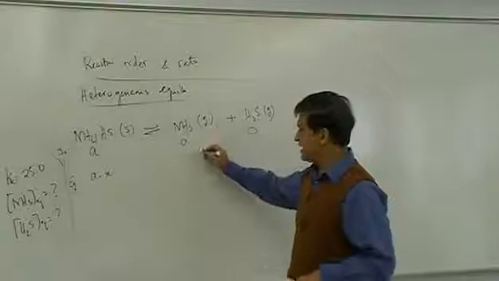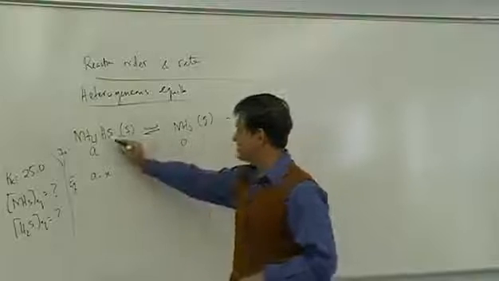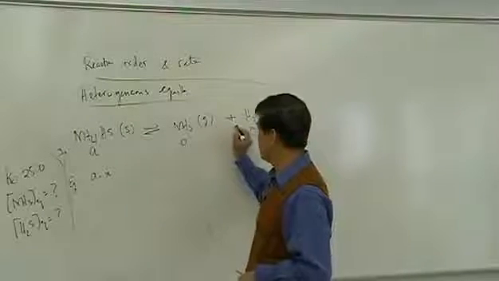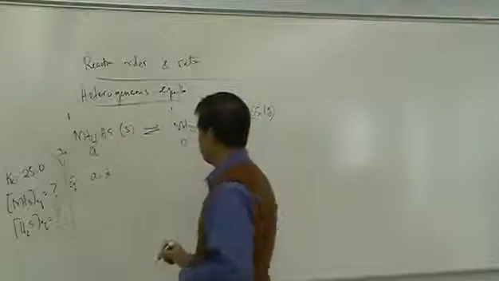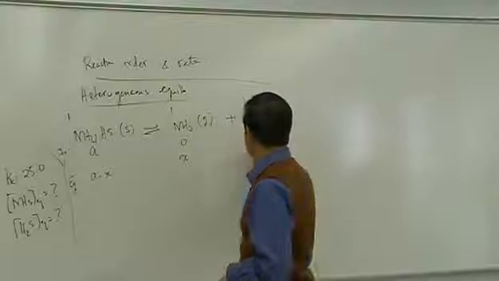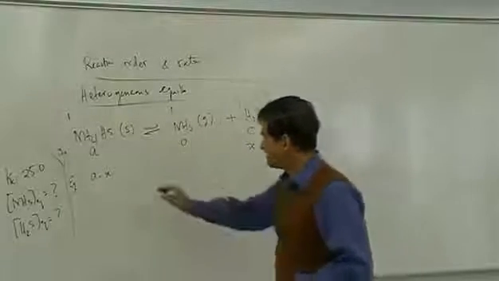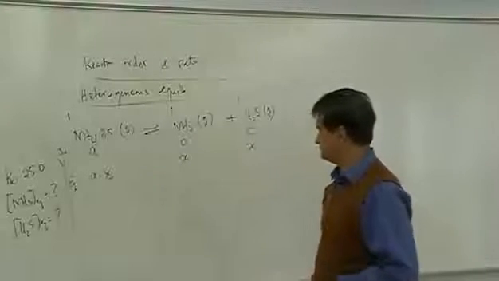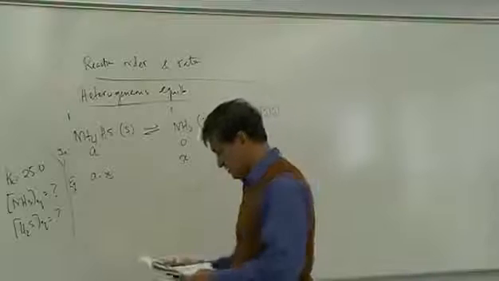How much ammonia am I going to get? If X of this breaks down, you get X here, X here. If 1 breaks down, you get 1 here, 1 here. These are the coefficients, 1. So when X breaks down, you're going to get X here and X here. You have to maintain the ratio. And this is the amount that broke down. So these are my equilibrium concentrations.